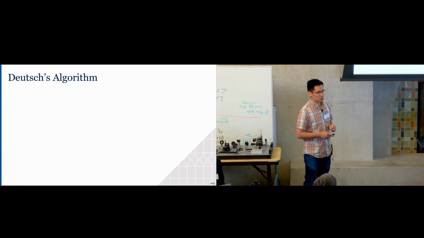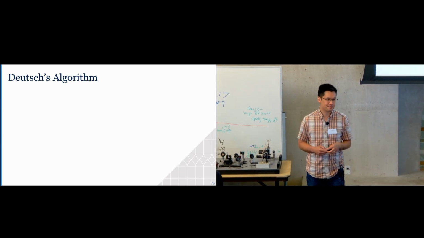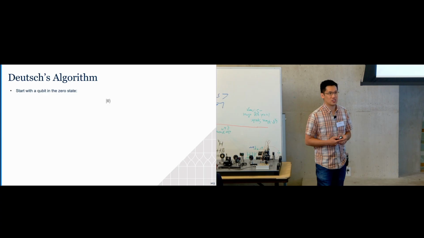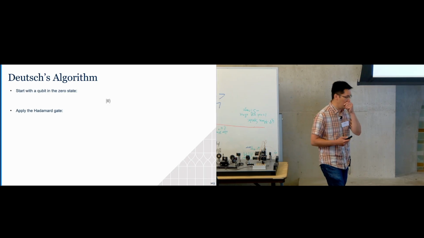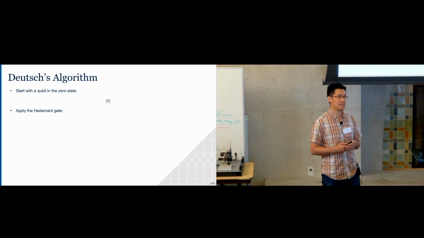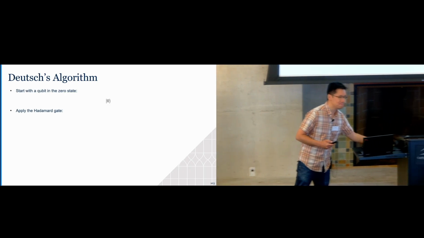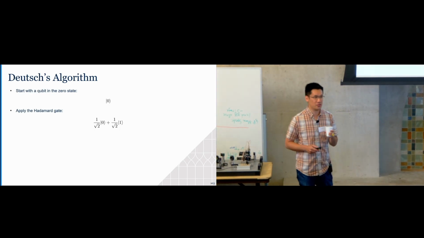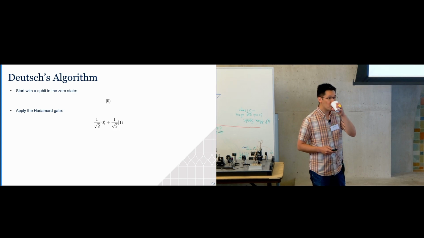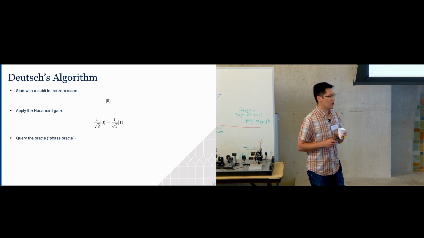And so let's see how this works. This is called Deutsch's algorithm. In Deutsch's algorithm, we're going to start with a single qubit in the 0 state, and we're going to apply the Hadamard gate. So if you apply the Hadamard gate to 0, what do you get? The plus state, which is 1 over root 2, 0, plus 1 over root 2, 1. And now we're going to query the oracle.